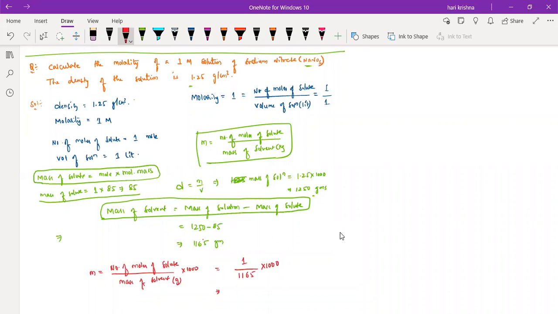Just take the screenshot and try it once again on your own. Still, if you didn't understand, I'll explain the same problem again in the next class. Fine? Any doubts in today's class?